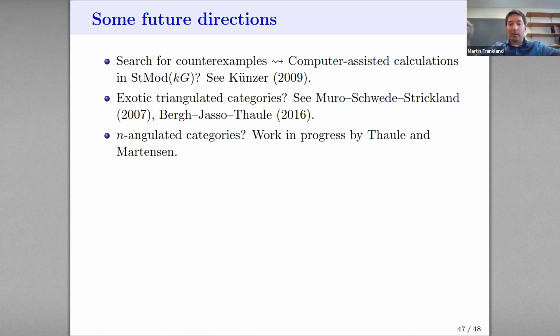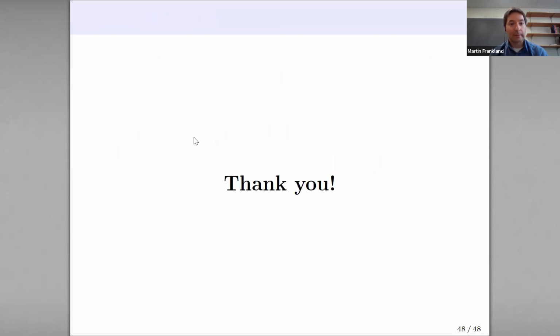So those n-angulated categories are those appearing in representation theory. I think in tilting theory, if I remember correctly, some of you know better than I do. And so Marius Taule and his student Sebastian Martensen have been working on that, trying to see what happens with good morphisms and Verdier good morphisms in n-angulated categories.